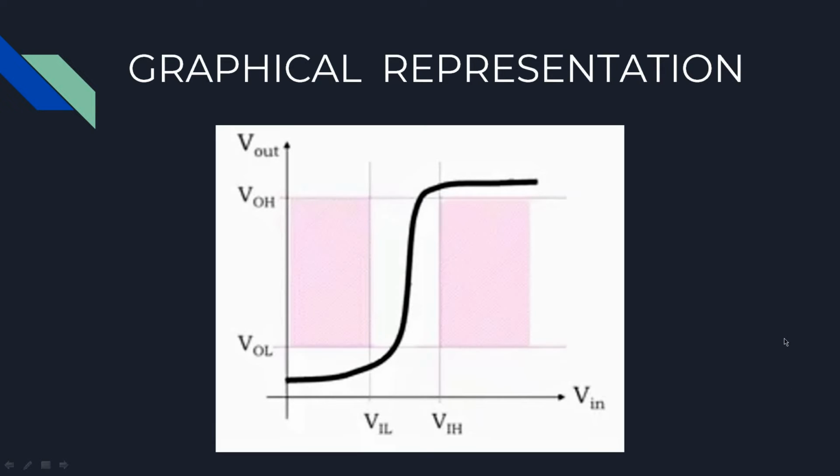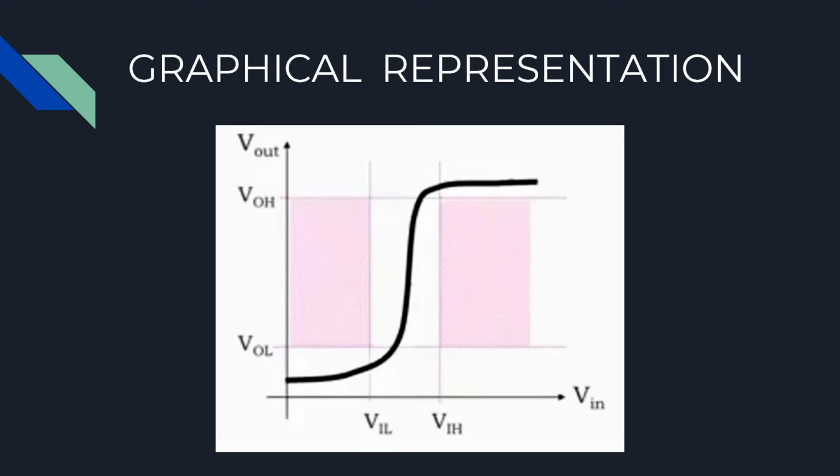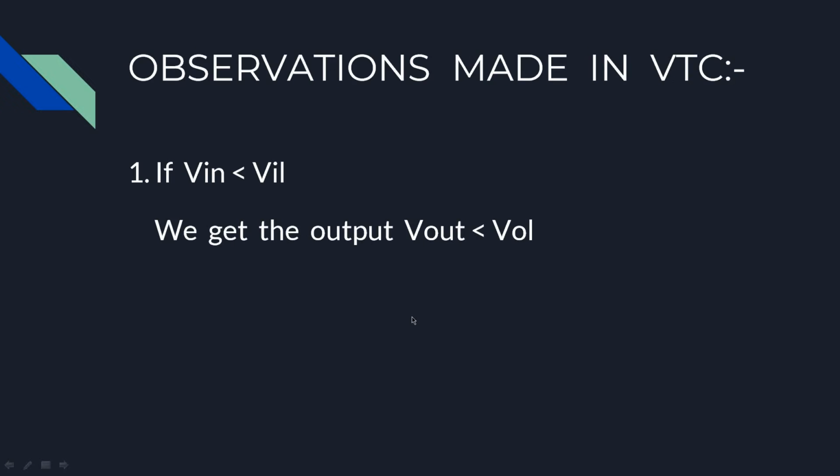Now, let us see the observations made in the VTC. Setting the input voltage to a value less than the low threshold VIL produces an output which is less than VOL. So a digital zero input gives you a digital zero output. The VTC, the voltage transfer characteristics, does not tell us how fast the device is. It measures the static behavior, not the dynamic behavior.